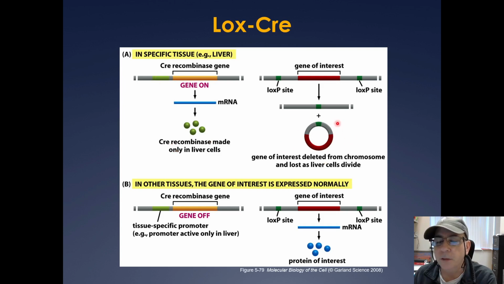And this way you can make tissue-specific knockouts of important genes to understand various cellular processes. So this is used widely in the biomedical research field. In other tissues, the gene of interest is not removed. For example, in muscle cells, if this is a liver-specific promoter, the CRE will not be expressed, and then the normal gene of interest is there and it is made. And so this allows you to create tissue-specific knockouts.